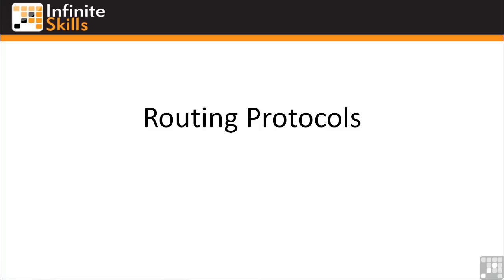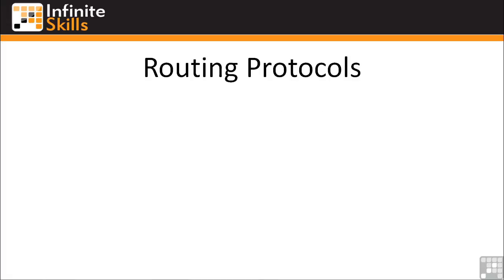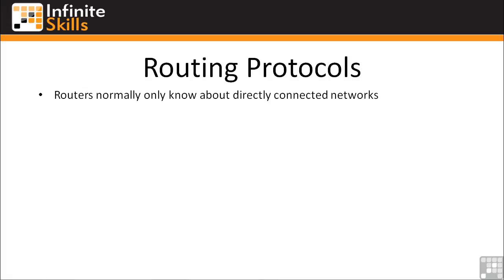So we're going to take a few minutes now that we understand a little more about IP routing, and we're going to talk about routing protocols. Now, as you've seen, routers normally only know about directly connected networks. You'll see those in the routing table if you do show IP route with a C designation next to them showing that they are connected networks. And by default, routers can only route between these directly connected networks.